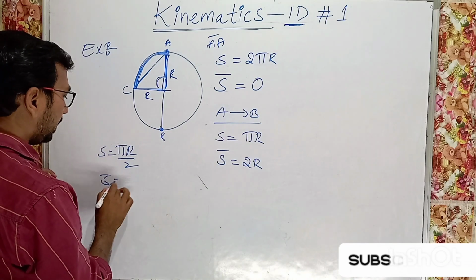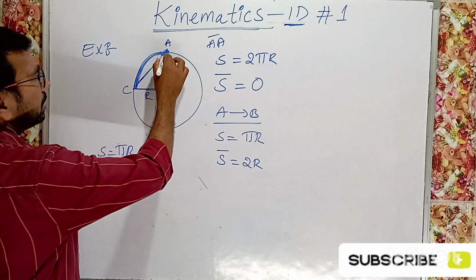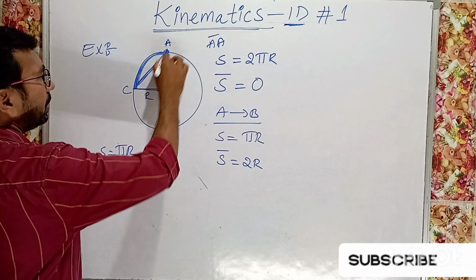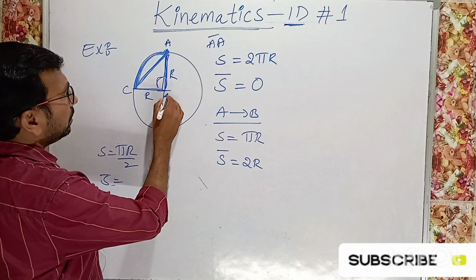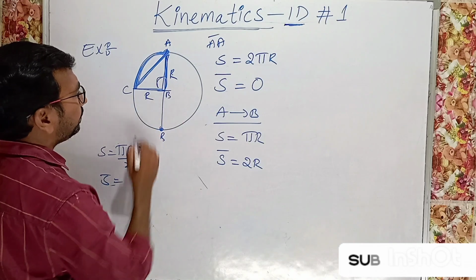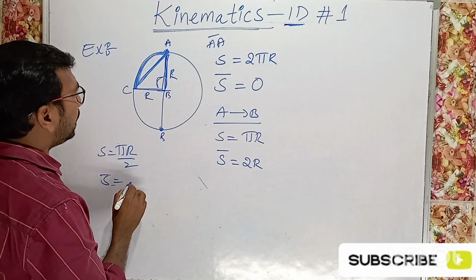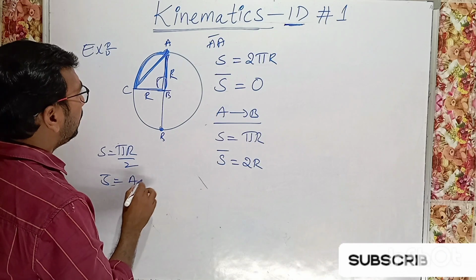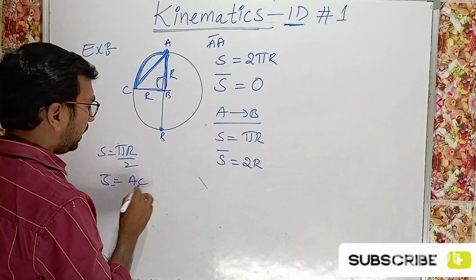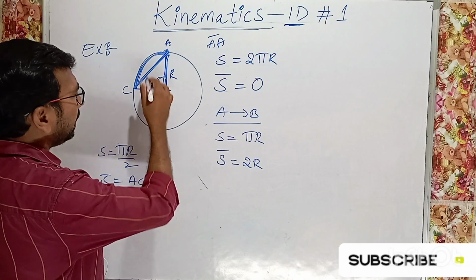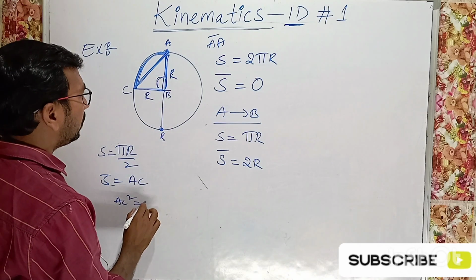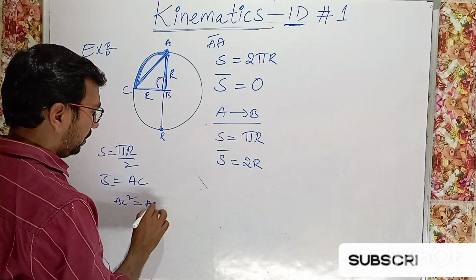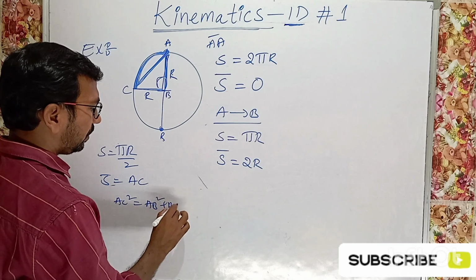What about displacement? Displacement is the shortest path, so you can find out this path. So this is r, this is r. Suppose you consider this point as B. Then you can find out AC. In the same right angle triangle, AC square is equal to AB square plus BC square.